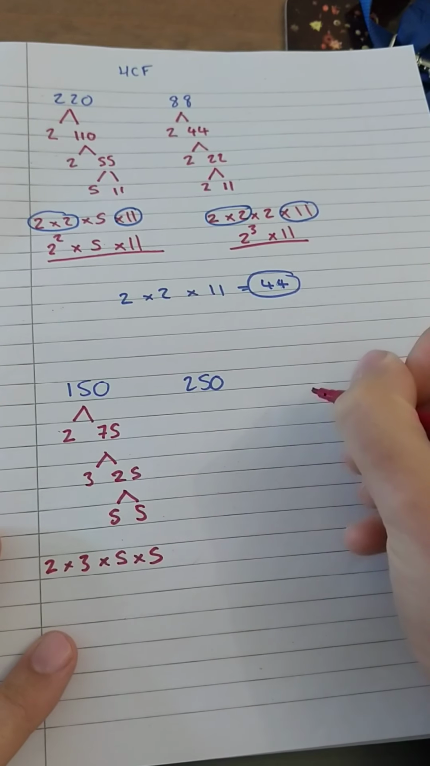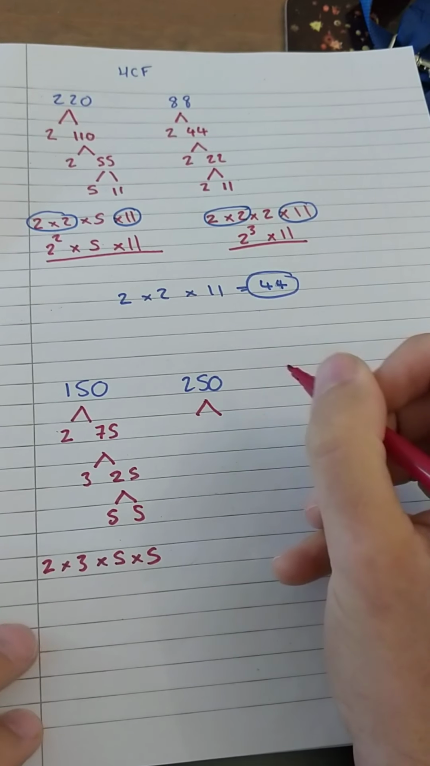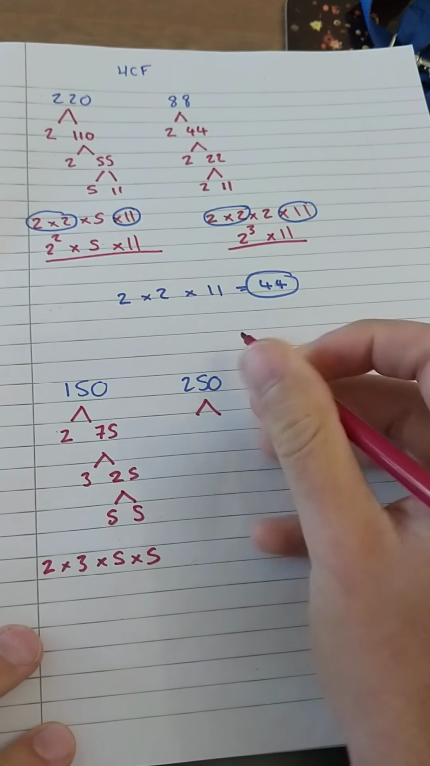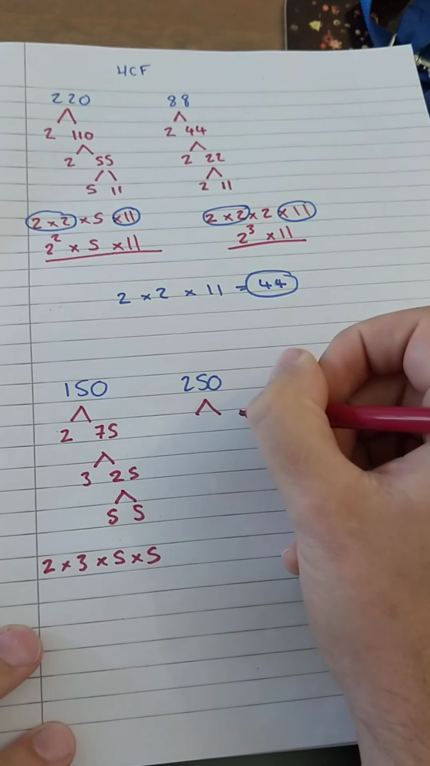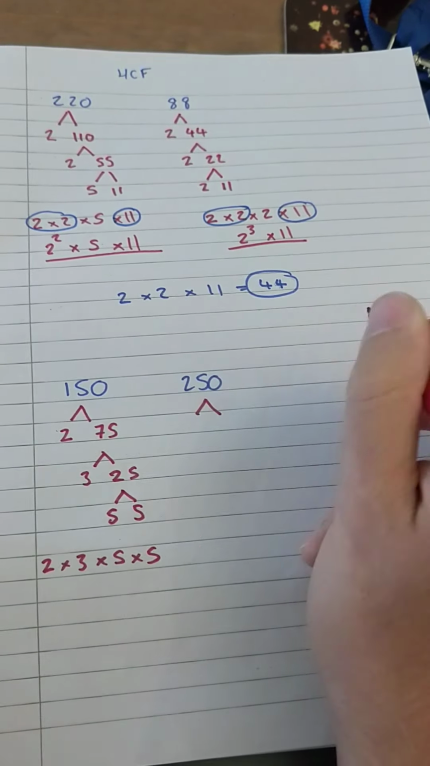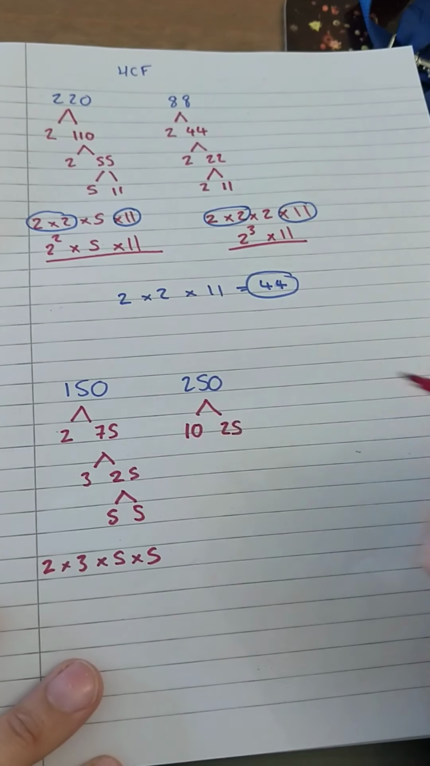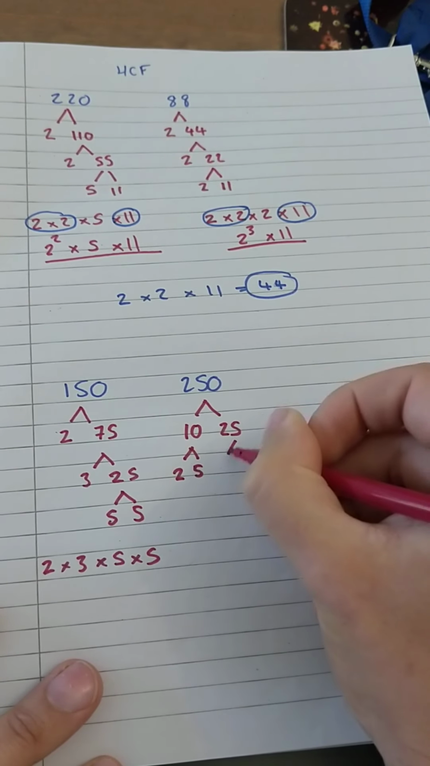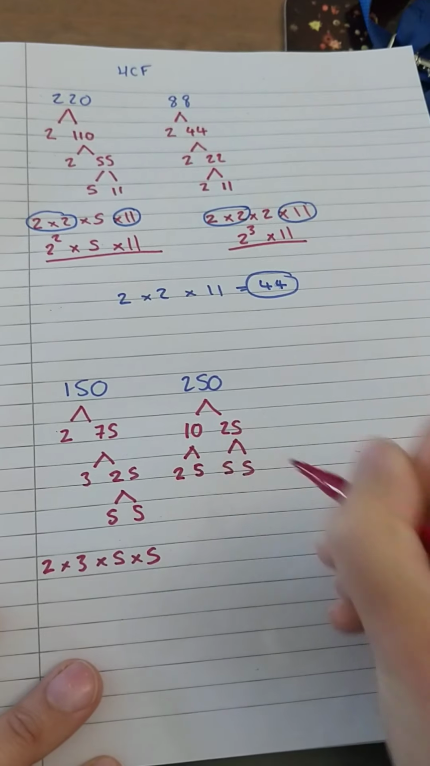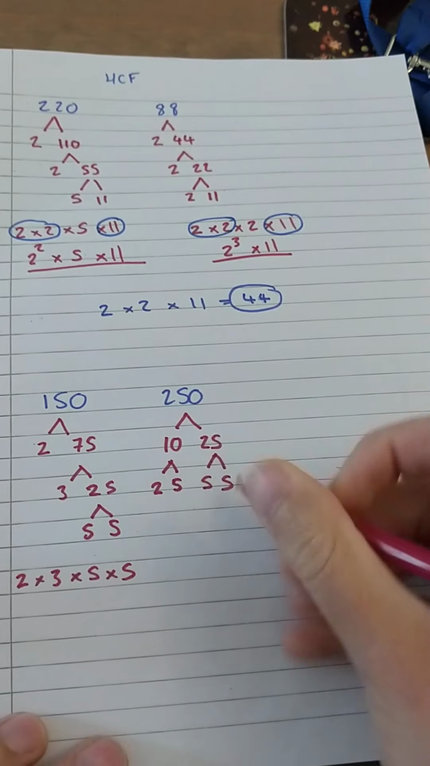Now for 250, this is a bit of a tricky one. You might know it off the top of your head, you might not. I'll tell you what, I'll do this in a slightly different way. So that is 10 times 25. Now 10 can be broken down into 2 and 5, and 25 can be broken down into 5 and 5. There are multiple different ways of breaking it down, but that is probably one of the easiest ways.